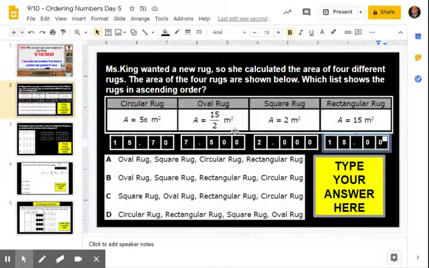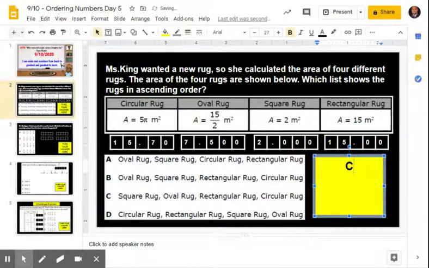So which one of these values is the smallest? Was it the circular, the oval, the square, or the rectangle? Hopefully you would tell me the square rug. Okay? Now I'm going to look at my options, A, B, C, and D. The only one that starts with square rug is C. So our answer is C. That's it. We're done with that side.